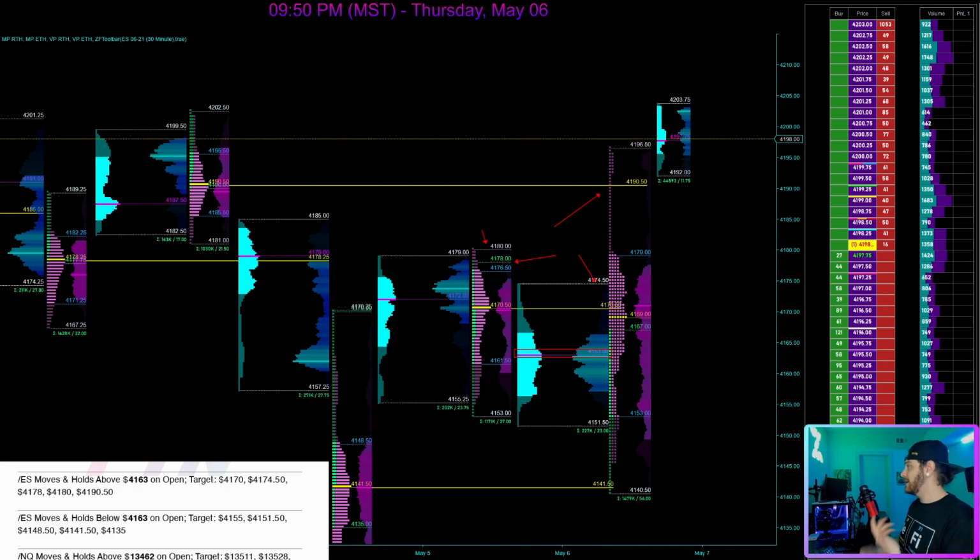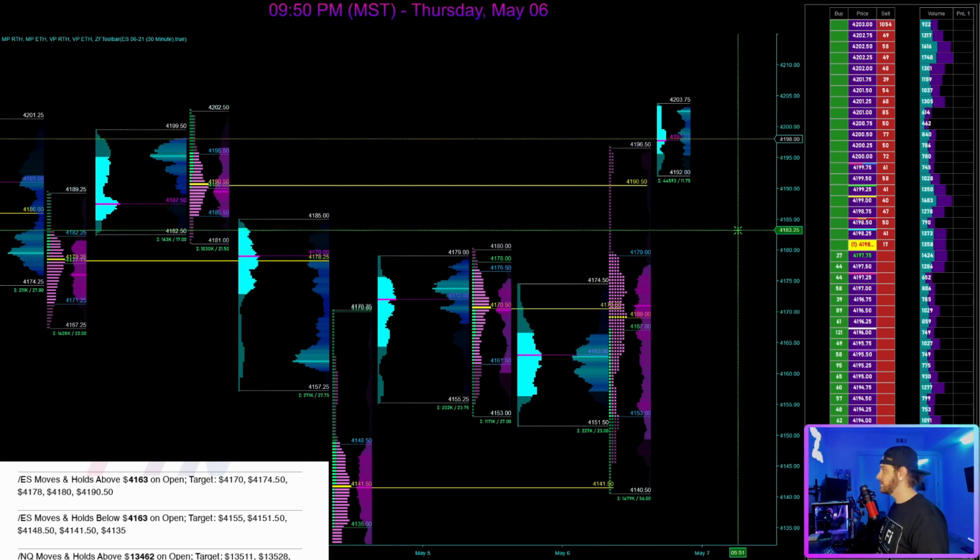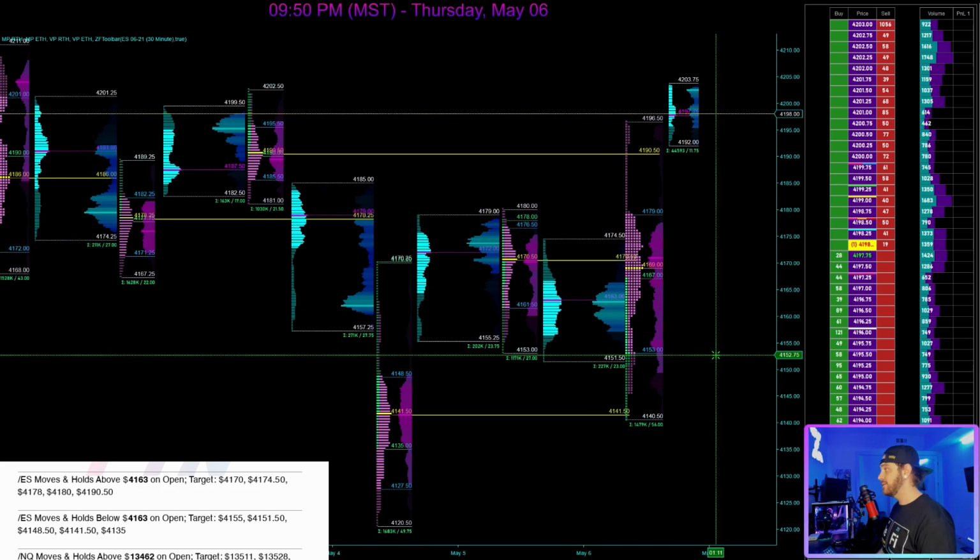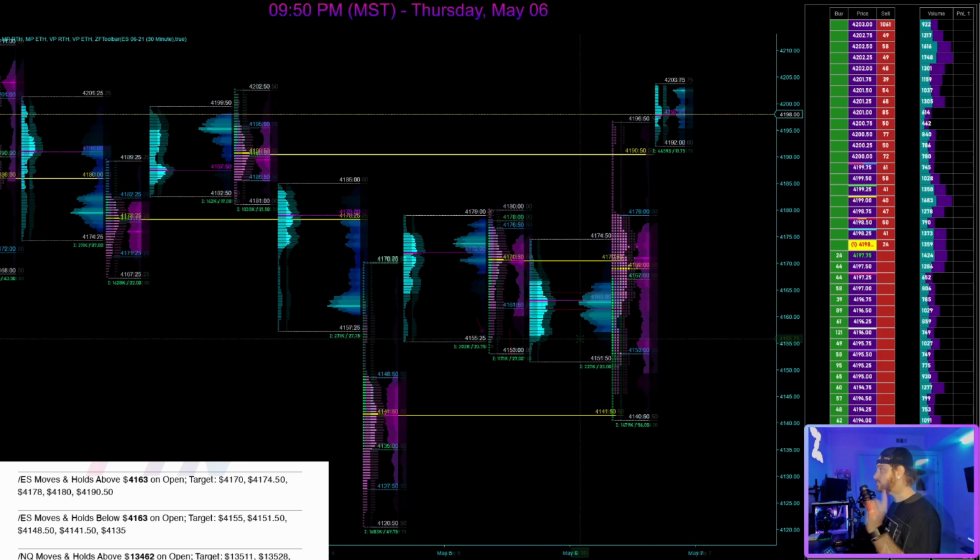We start to make higher highs, higher lows, things like that. So we got 5 out of 5 upside targets hit on ES. Once again, it took until the end of the day to get them all hit, but patience pays off.